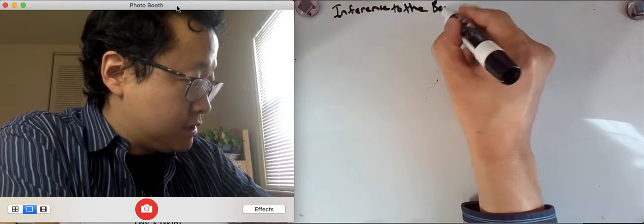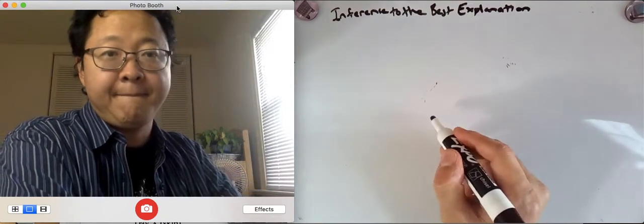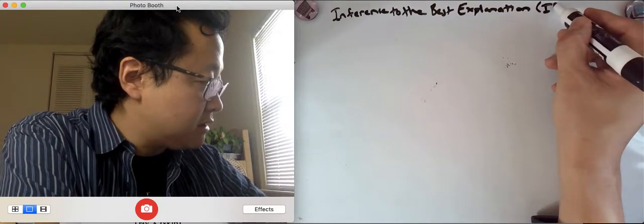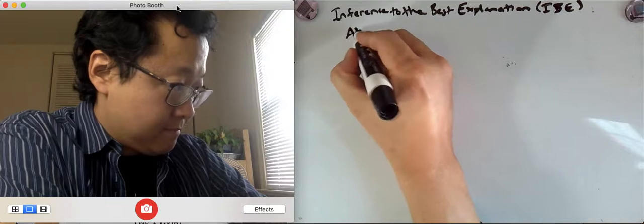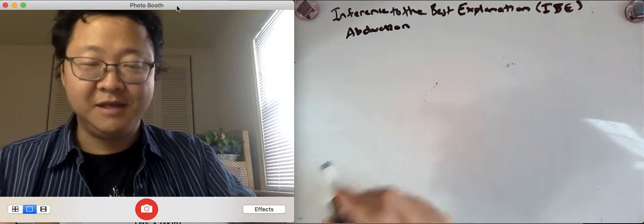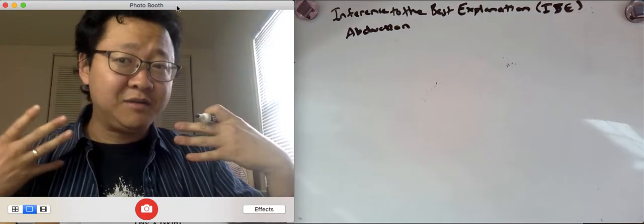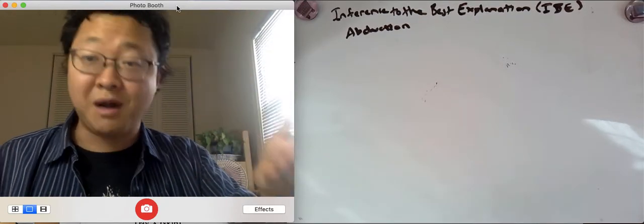Inference to the best explanation. Also called IBE for short. IBE, inference to the best explanation. Also called abduction, or abductive reasoning, which is really just, using our terminology, a type of inductive reasoning, which if inductively forceful, is if the premises are true, then given no other information about the topic, the conclusion is probably true.